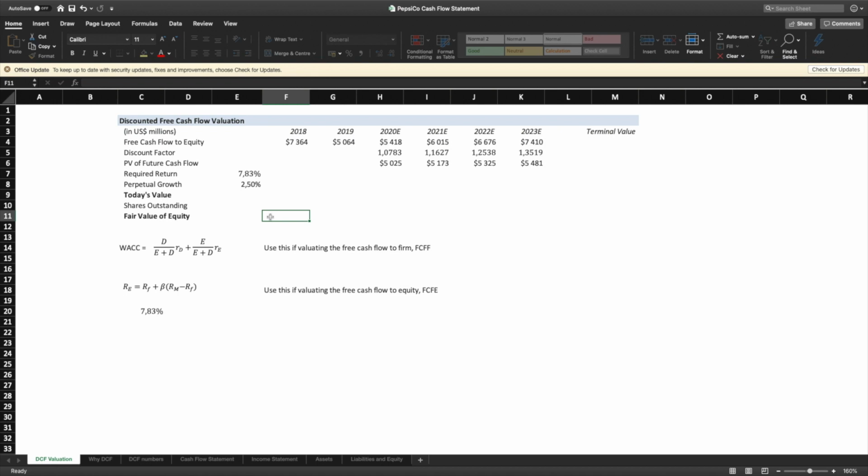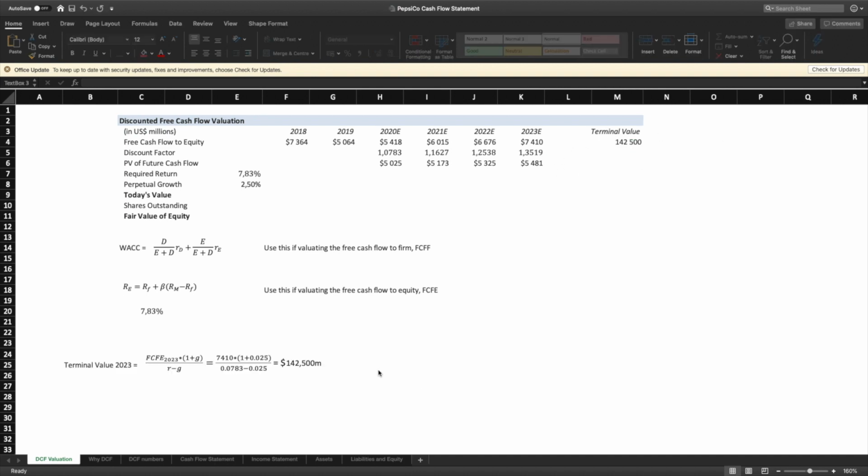Now that we have our perpetual growth rate, you might have noticed that it says terminal value here. What does this mean? We can't keep discounting manually forever, discounting the free cash flow to equity for every future year in eternity. We can actually use a mathematical perpetuity formula to arrive at the value of the free cash flow to equity for all of the future cash flows.